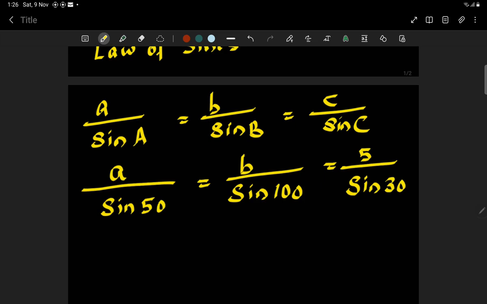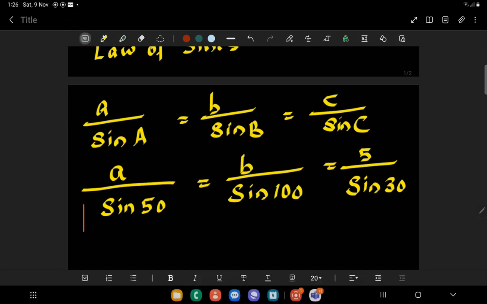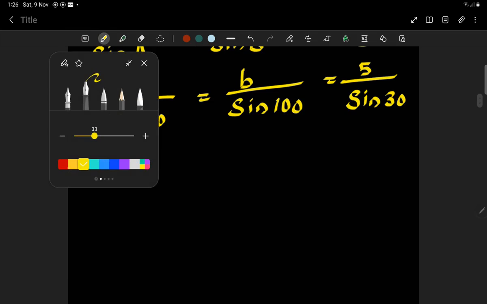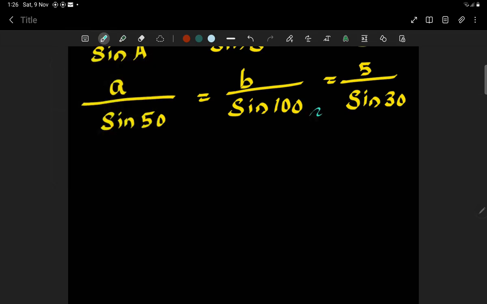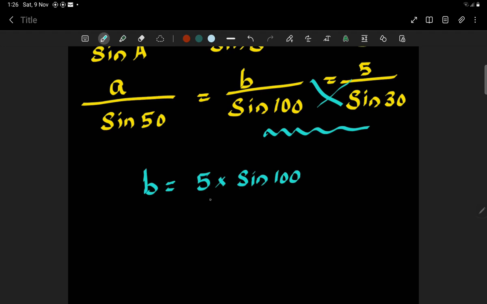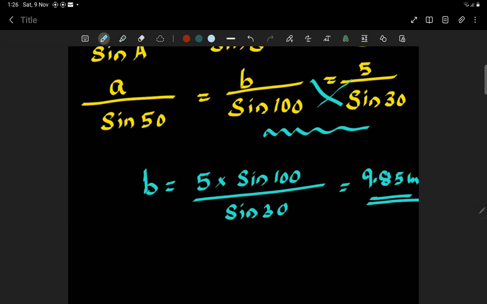After that, combine any two terms and you will get the answer. In your own way you can combine. If you combine these two, you will get b is equal to 5 times sin 100 divided by sin 30. Use a calculator, and the answer is 9.85 centimeters.